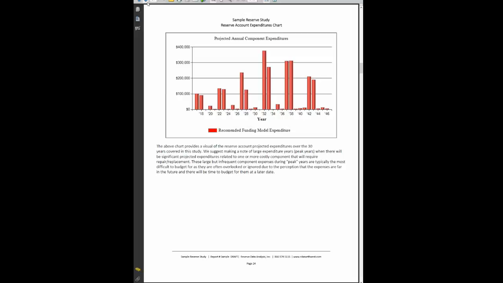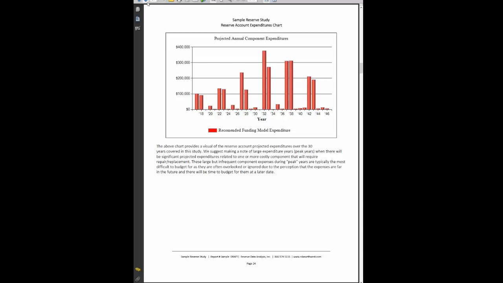Next, we have the reserve account expenditure chart. This is a visual chart showing exactly when we're projecting the expenses to occur over the 30-year period in the reserve study. I like to make note of the years when there are very large expenses coming due. I call them peak year expenses.